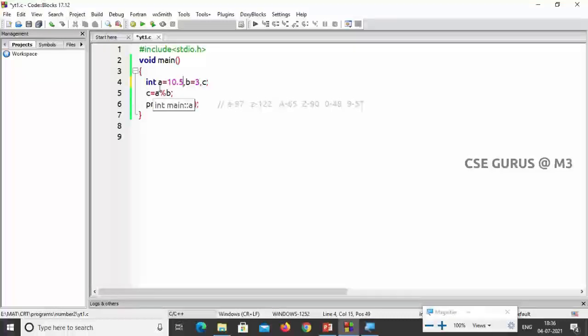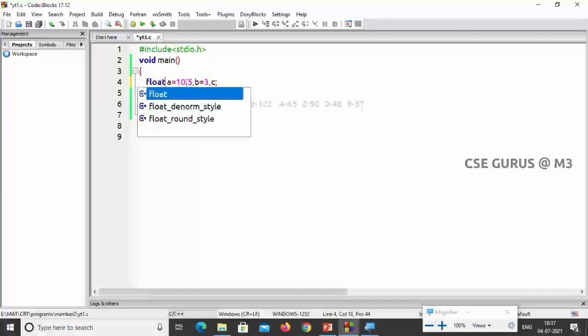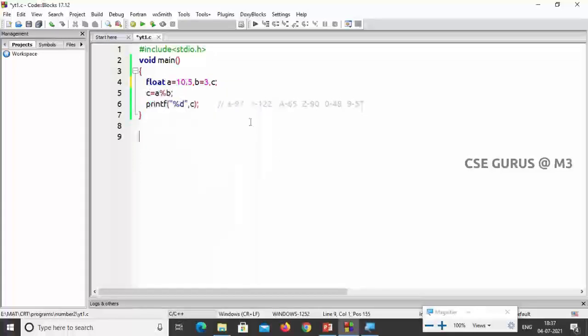10.5? What if I write 10.5? A equals 10.5. Of course it should be float, right? So I'll take it as float. If I take 10.5, B is 3. Okay, C I have taken. So C equals A percentile B. So can you guess what will be the output?